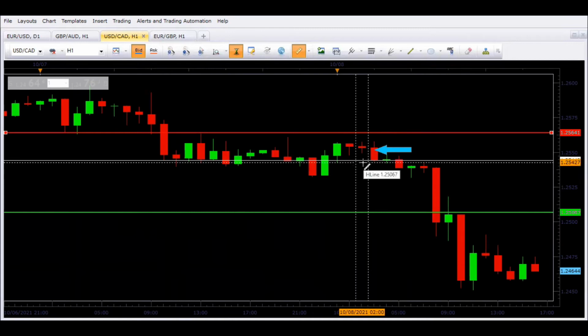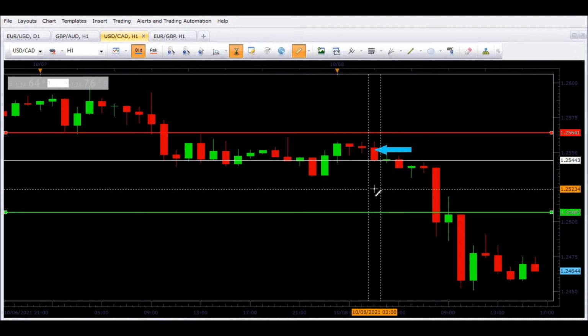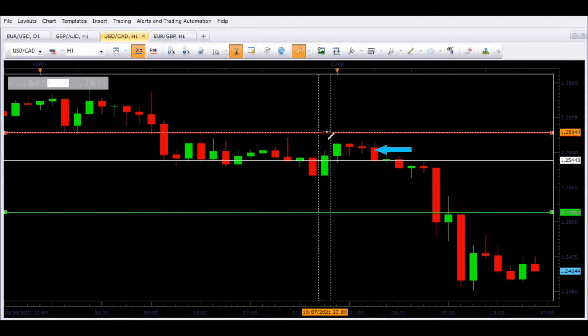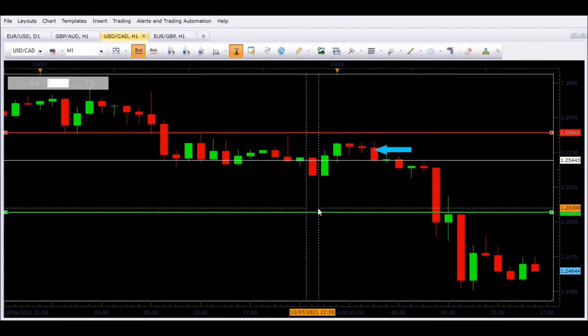From the entry down to the green was around 37 pips. Okay, 38 pips. So that was my trade. So let's look at the money and risk management. As I showed you, I'm risking 20 pips and my target is potentially 38 pips. So let's do some arithmetic to understand the risk and money management.